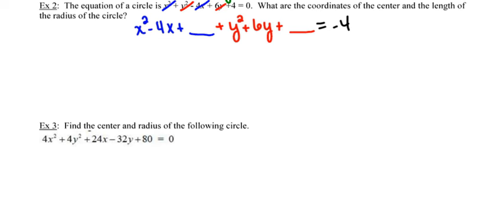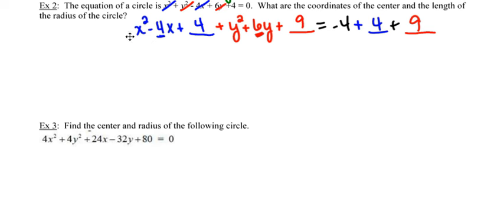The mystery number we're going to acquire by taking half of the coefficient of x, negative 2. Negative 2 times negative 2 is positive 4. Add it to both sides. When I take care of the y's, half of positive 6 is positive 3. Square it, add it to both sides.